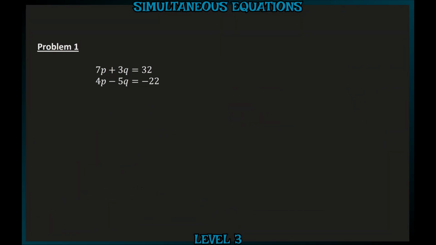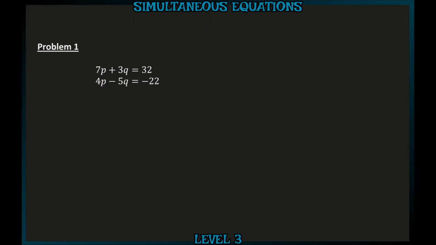In problem 1, we're solving 7p plus 3q is equal to 32, and 4p minus 5q is equal to minus 22. Now we want to solve these by eliminating one of the variables, which means we need to either get rid of the p's or get rid of the q's. And in order to do that, we need to have the same number of p's in each equation or the same number of q's, and at the moment we don't.